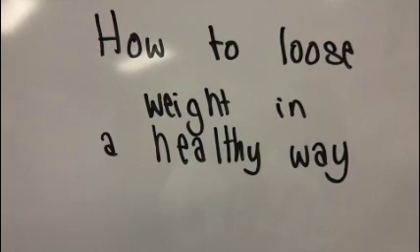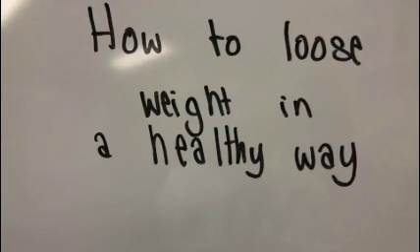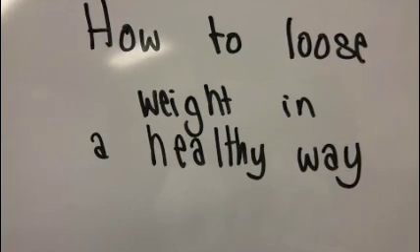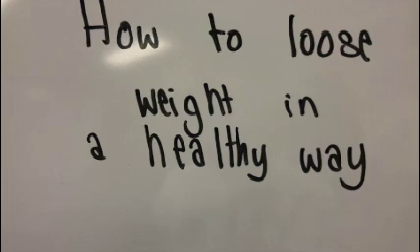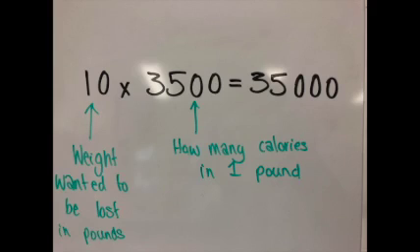How to lose weight in a healthy way. If you want to lose weight but don't know how many calories you need to eat to lose the weight, then you need to multiply the amount of pounds you want to lose by the number of calories in 1 pound of fat. For example, if you want to lose 10 pounds, there is 3,500 calories in 1 pound of fat.